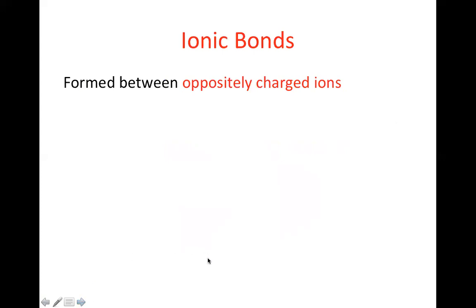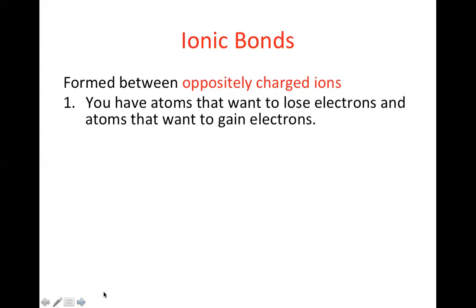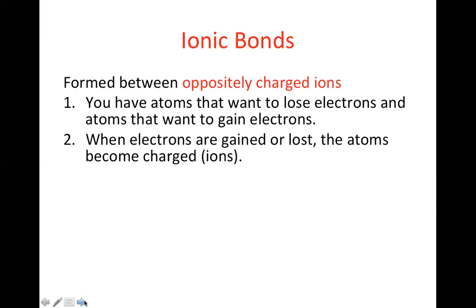So our ionic bonds are going to be formed between oppositely charged ions. Some of the atoms are going to want to lose electrons, such as sodium, and some of our atoms are going to want to gain electrons. Now, when those atoms either gain or lose electrons, recall that that's what's called ions. So there will be these charged atoms or ions.